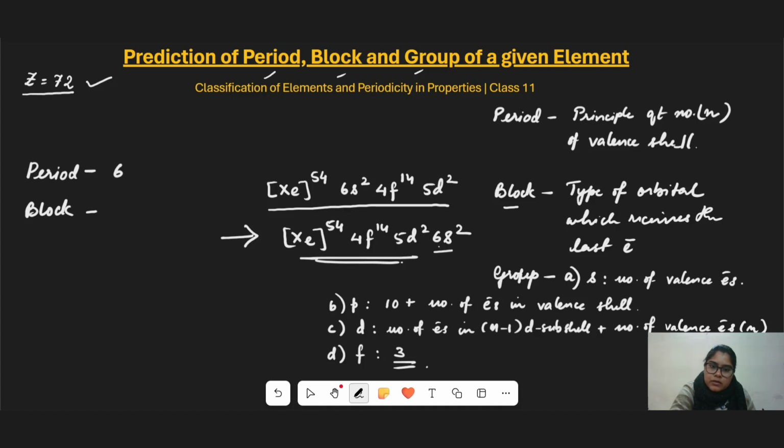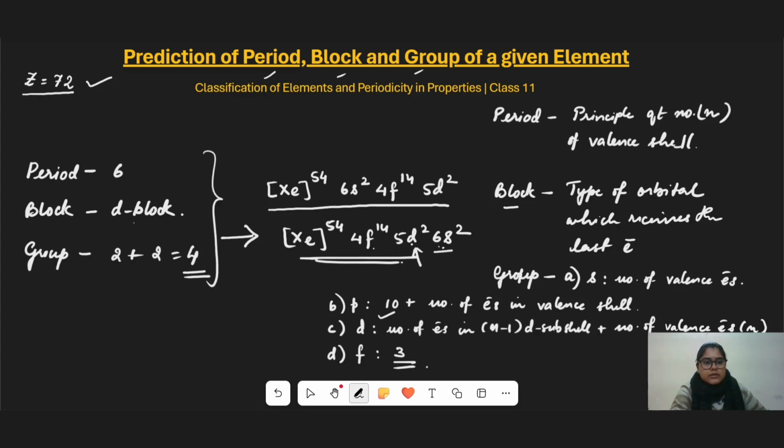Then block. The last electron in this case entered 5d, right? We filled 6s, then 4f, and then 5d. So the last electron entered the 5d orbital. So the block will be d block. Then finally group. This is a d block element, so it is the number of electrons in the n minus 1 d subshell. How many are there? 2, plus the number of valence electrons. How many valence electrons? 2. So the group is 4. So this is your answer. Period is 6, it belongs to d block, and the group number is 4.